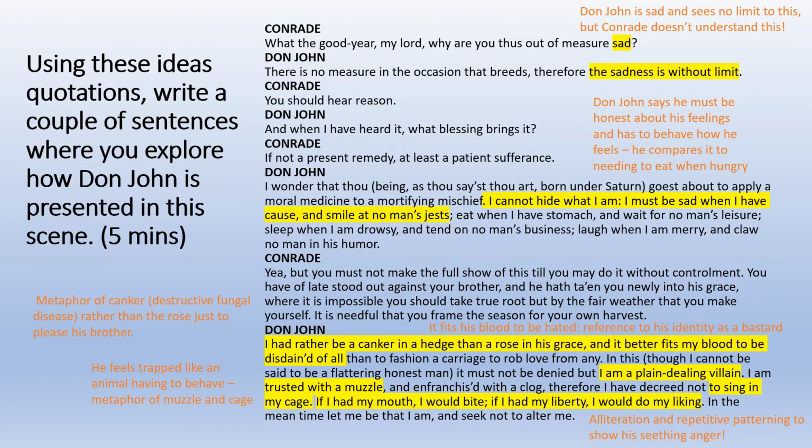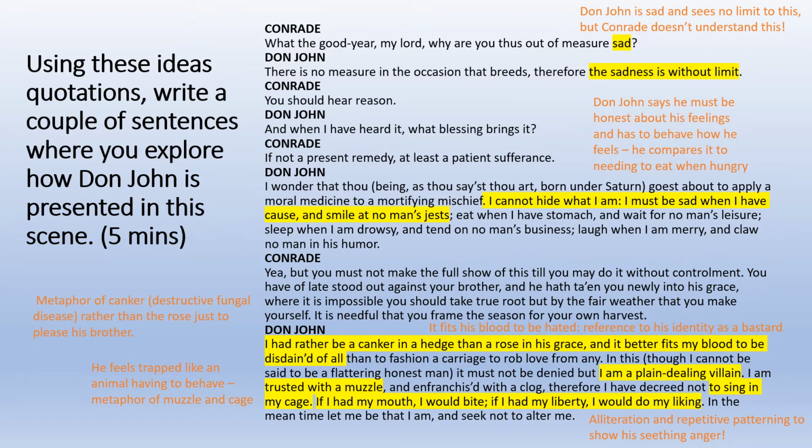Okay, here's one that I've done. Using these ideas, write a couple of sentences where you explore how Don John is presented in this scene. So: there is no measure in the occasion that breeds, therefore the sadness is without limit. That's him saying how he's feeling. Don John says he must be honest about his feeling and has to behave how he feels.